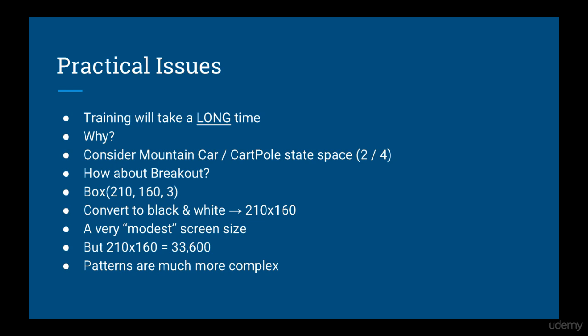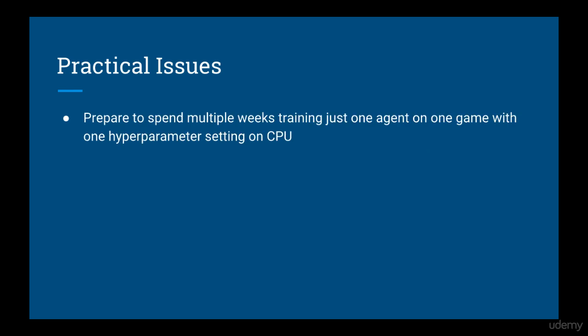Now if you're familiar with typical screen resolutions, you know intuitively that 210 by 160 is a very modestly sized screen. So this is already way smaller than a typical video game. But at the same time, 210 times 160 is 33,600. So we're going from 4 inputs to 30,000 inputs into a neural network. This is going to take much longer to train, since the patterns that have to be learned are much more complex. So be ready to spend multiple weeks on just one agent for one game if you're using your CPU.